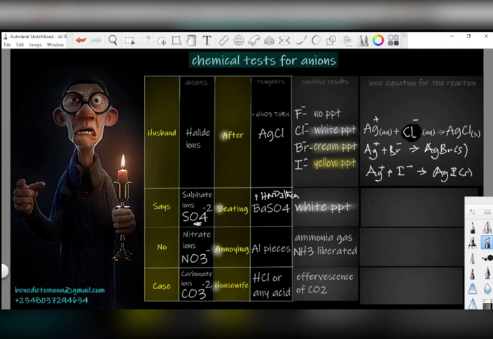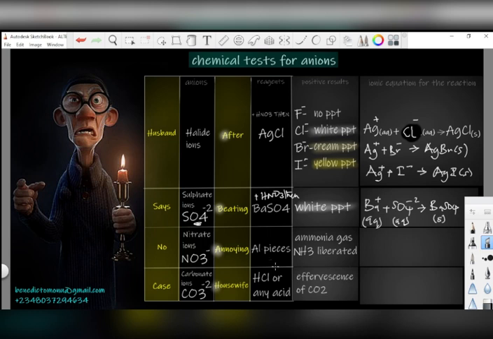A white precipitate will be formed how? The barium ion reacts with the sulfate ion to form barium sulfate as a solid. The ions are aqueous, and the precipitate is a solid, and it is a white precipitate. Next up, we go to the nitrate ion.